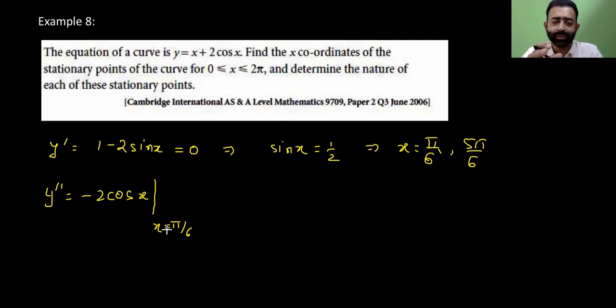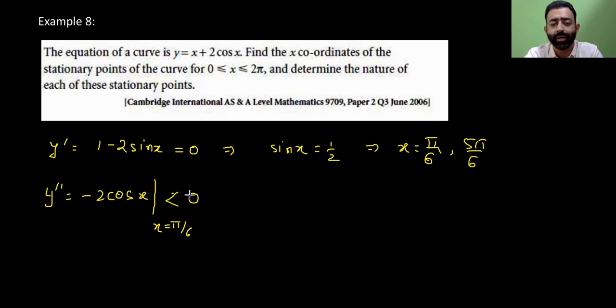Now cos x means cos pi by 6. It is in the first quadrant between 0 to 90 degree. Cos is always positive, right? 0 to 90 degree, each and every trigonometric function remains positive. So cos x is positive, multiplied by negative number, so this is less than 0.